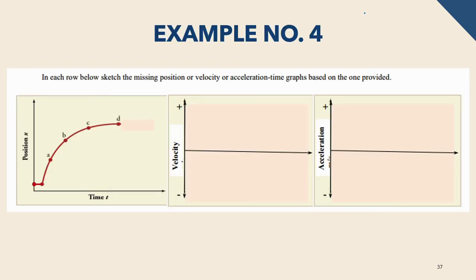Alright, example 4. This is a fun one. In each row below, sketch the missing position or velocity or acceleration time graphs based on the one provided. So here's our first one, and it always helps to describe the motion of an object before you draw the corresponding graphs. So in this position time graph, looks like our object first starts at rest because the position is not changing, before suddenly jumping to a high positive velocity.